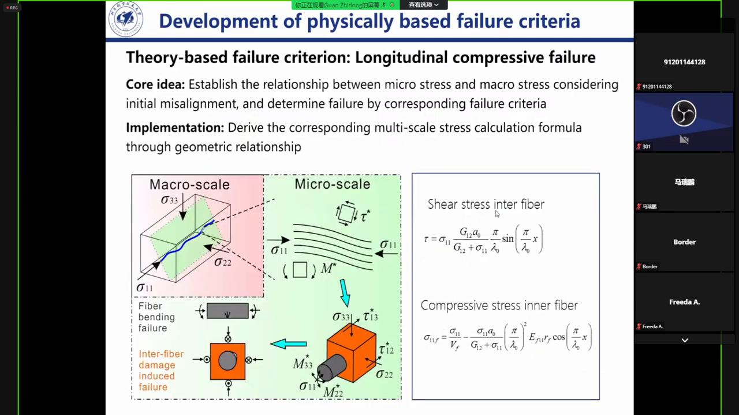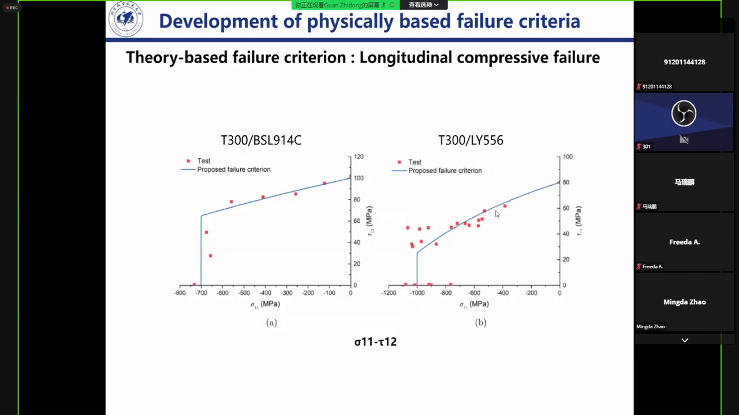And the core idea of the longitudinal compressive failure criterion is to establish the relationship between the microstress and the macrostress, considering initial misalignment, and then to determine the failure by the corresponding failure criteria. Compared with the existing experimental results, the proposed criterion can accurately predict the failure envelope of the composite material under complex stress.